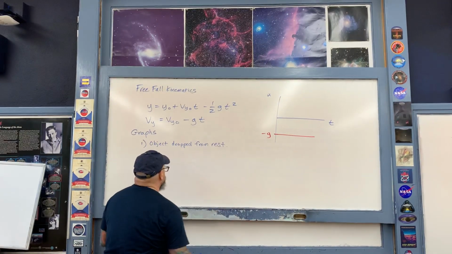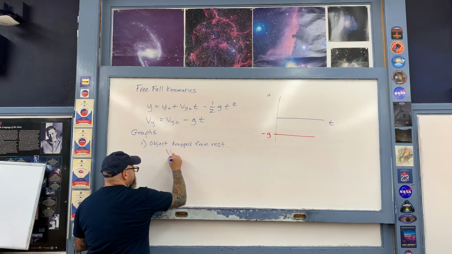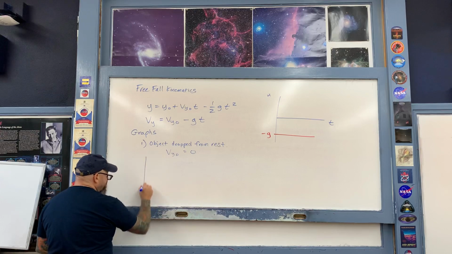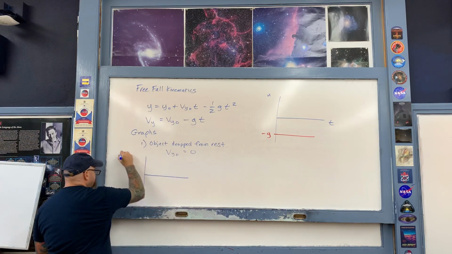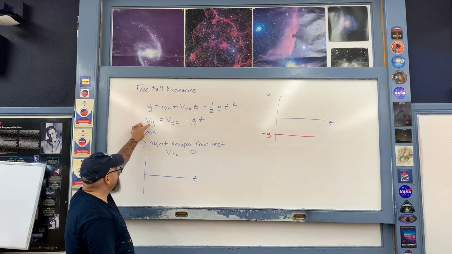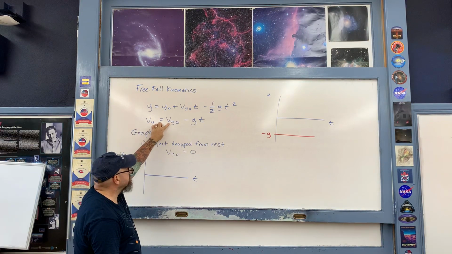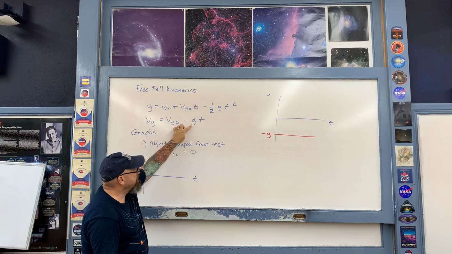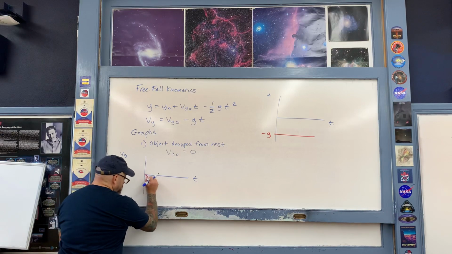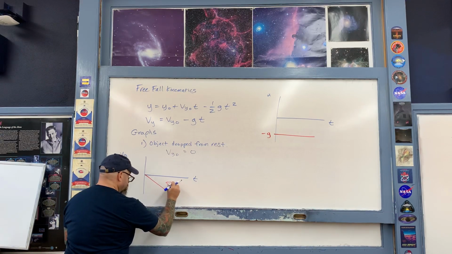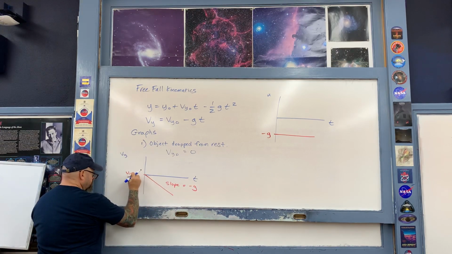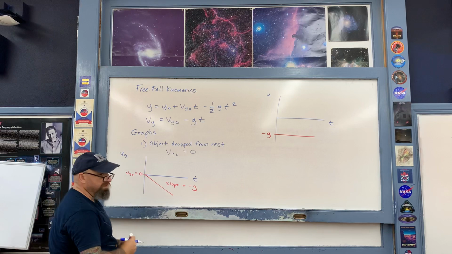Now for an object dropped from rest, let's immediately note that the initial velocity vy naught is equal to 0. And then if I graph out velocity as a function of time, I then have the following graph. So when I graph velocity as a function of time, the y-intercept is 0, and then the slope of the line is just simply negative g. So I end up with a graph that looks like this. The slope is negative g, and right here is the y-intercept, the initial velocity of 0.